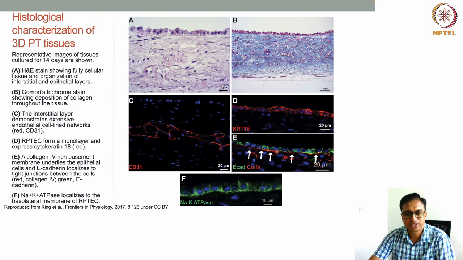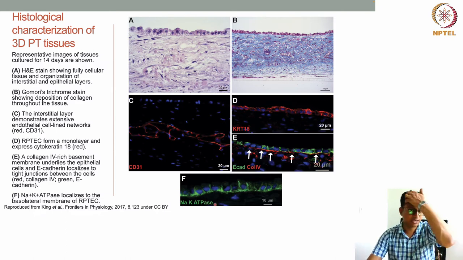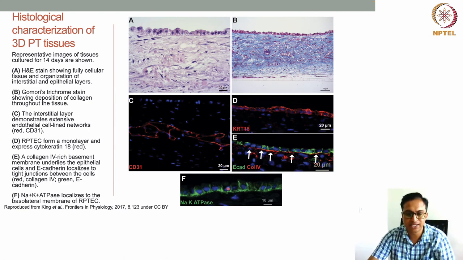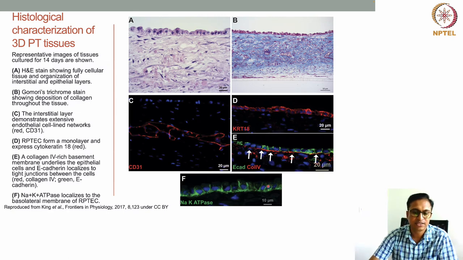So there is E-cadherin. Here you clearly see the collagen 4 present in between the tissue. And E-cadherin, a marker for cell-cell junctions, can also be clearly seen in the epithelial tissue. A tight junction is established here. Okay. And then the other thing is sodium-potassium ATPase, which can also be very clearly seen in the epithelial layer. That helps in reabsorption of certain solutes for the kidney, and is present in the proximal tubule for the function of that particular tissue.